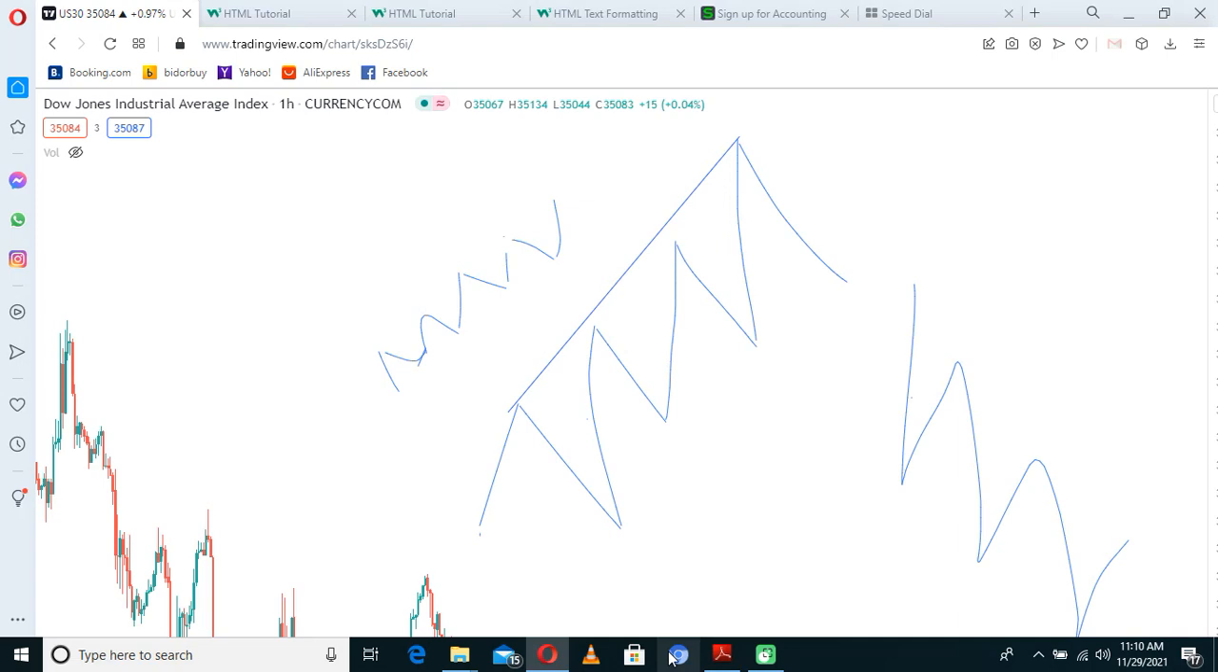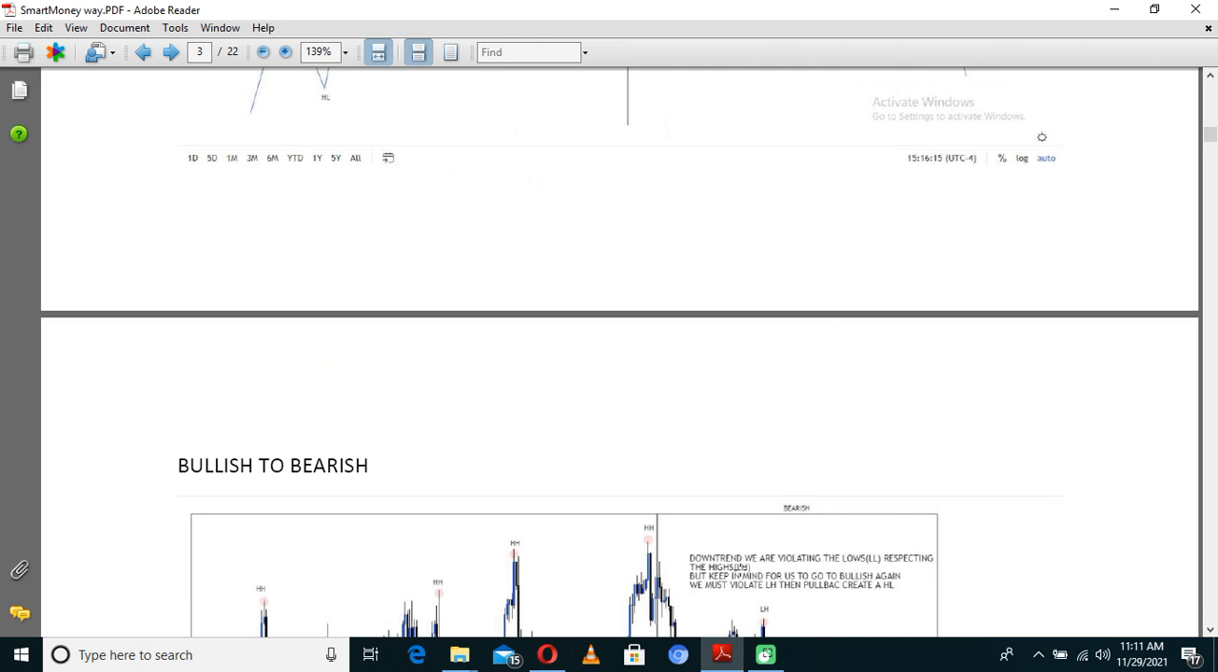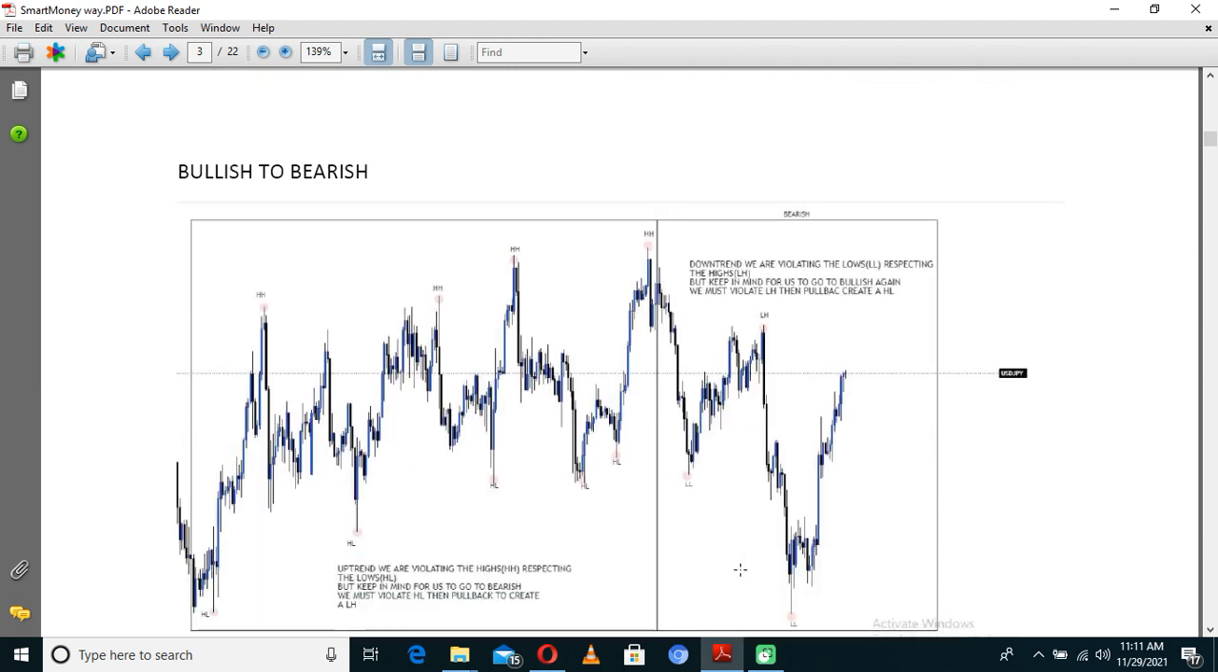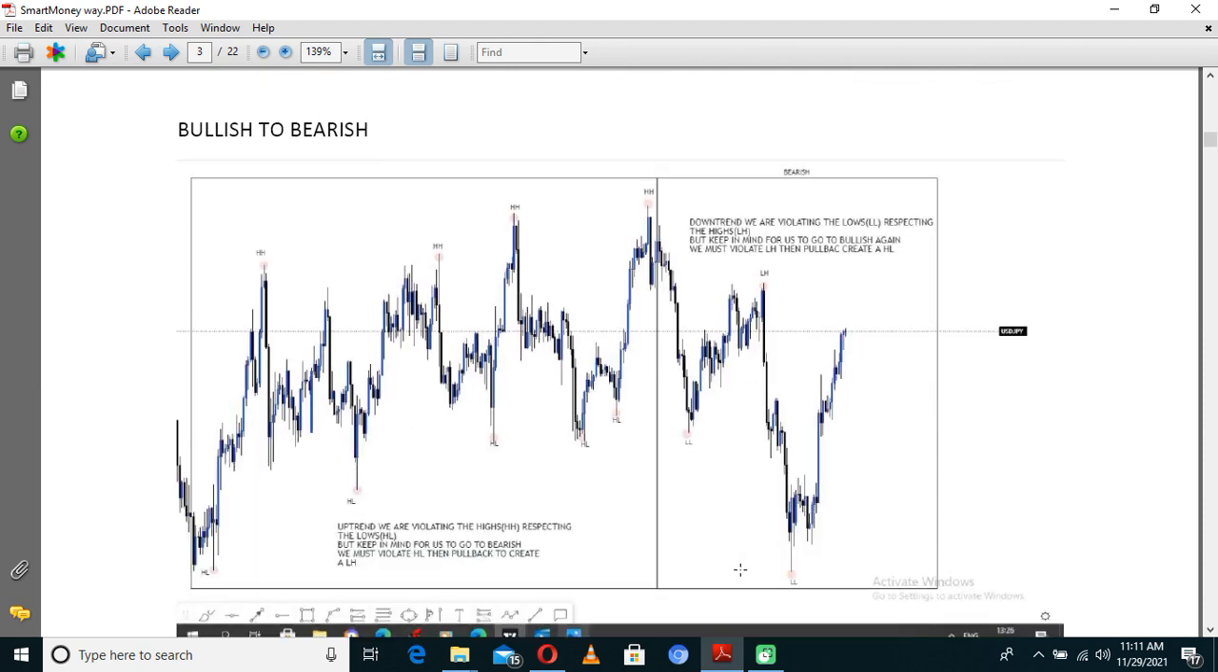If you can check here on a bullish trend, you can see that the market is creating higher highs, higher lows, higher highs, higher lows. You can see higher low, higher high, higher low, higher high. So in uptrends, the lows are being respected, but keep in mind, for us to go bearish, we must break the higher low, then pull back to create a lower high.